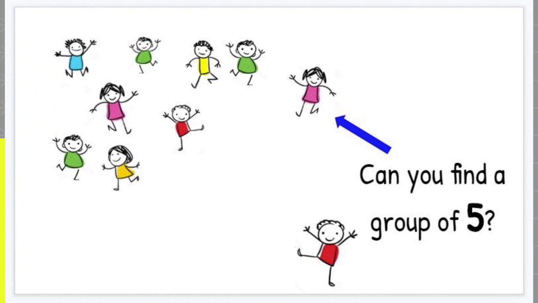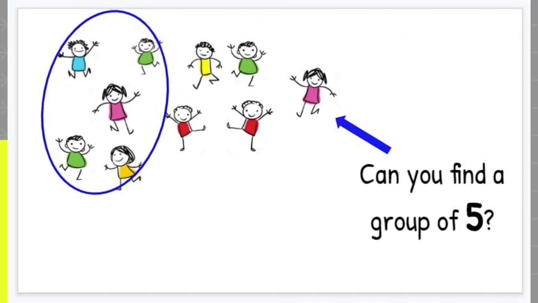Okay, let's look at another practice problem. Here are the friends playing, they're having so much fun. Another friend's coming, okay? With your spy eyes, again, I want you to find with your head, in your head, I want you to circle a group of 5.